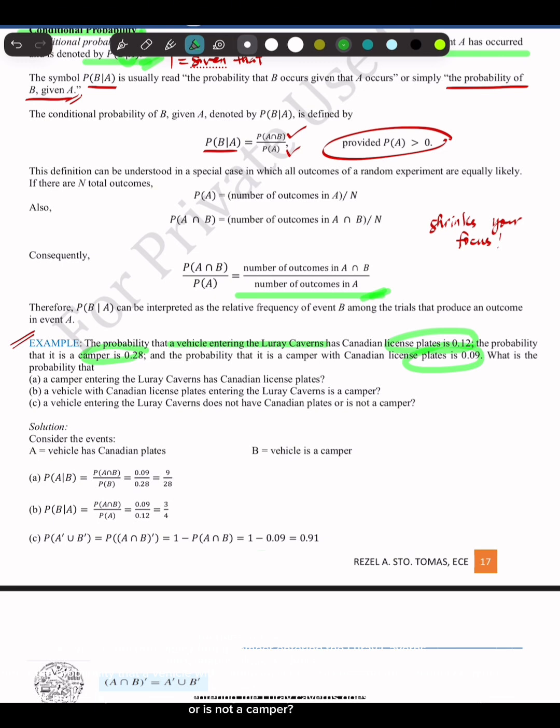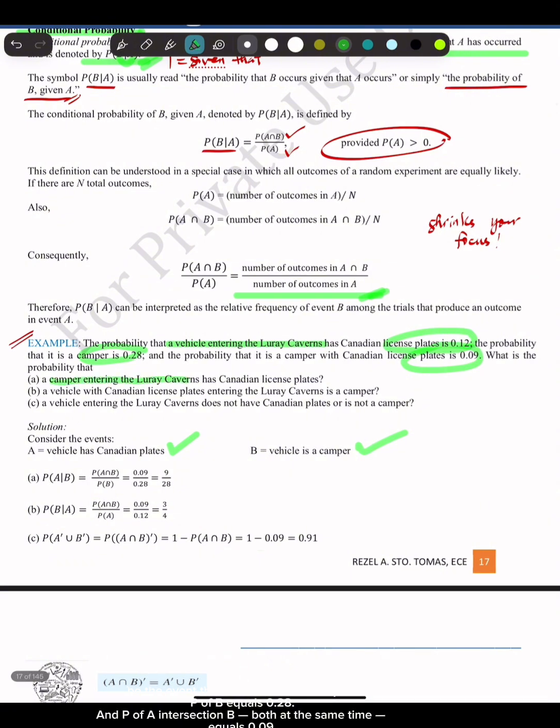C. What is the probability that a vehicle entering the Luray Caverns does not have Canadian plates or is not a camper? Defining our events, let A be the event that the vehicle has Canadian license plates. P of A equals 0.12. Let B be the event that the vehicle is a camper. P of B equals 0.28, and P of A intersection B, both at the same time, equals 0.09.